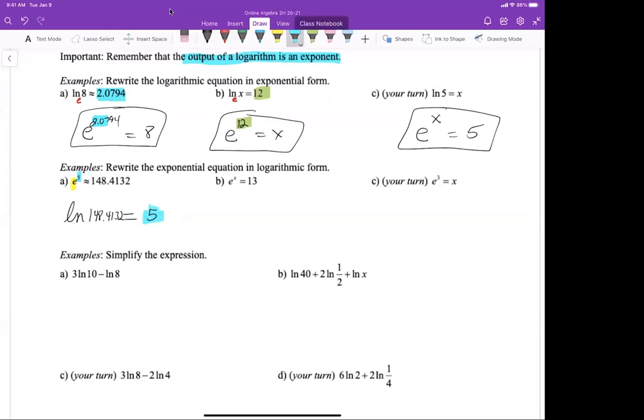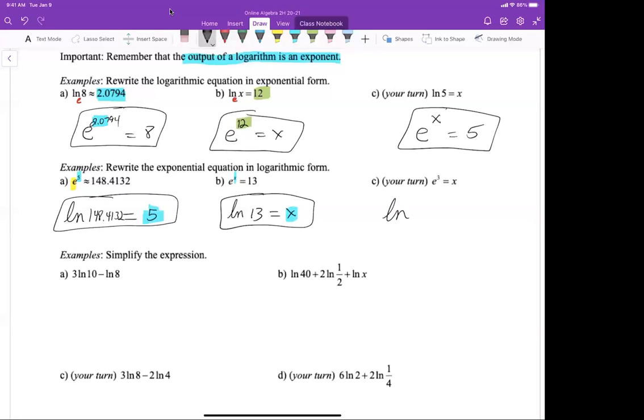Okay. The next one: e to the x equals 13. How do I write that in log form? So it's the natural log. The output of a log is an exponent. So x is my exponent, and we will say natural log of 13 is equal to x. Okay, why don't you try one yourself?